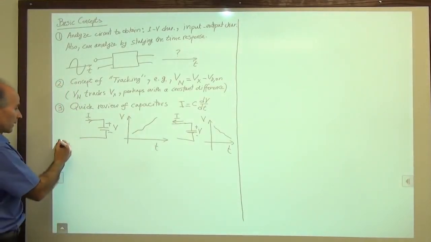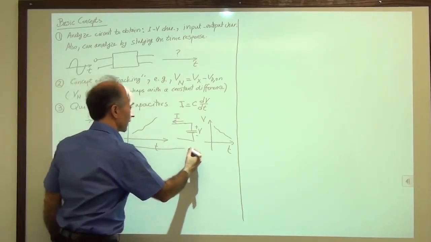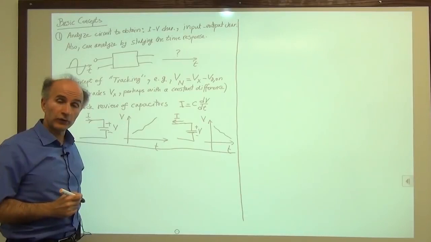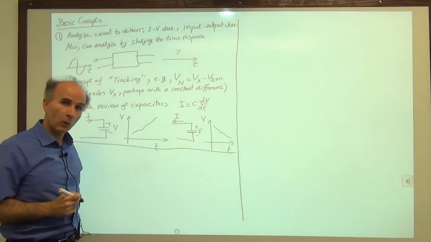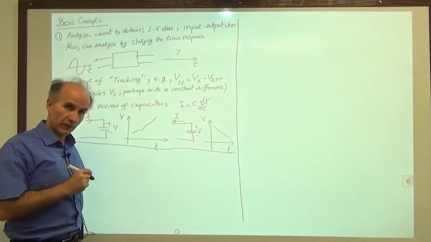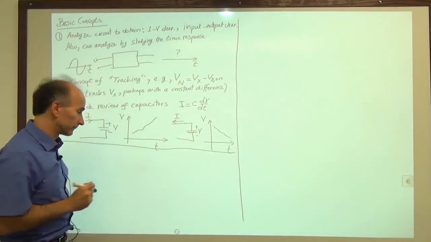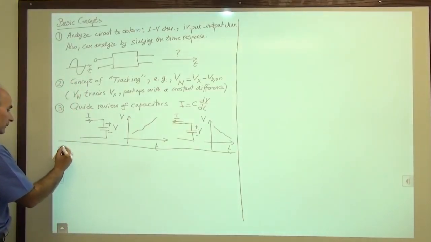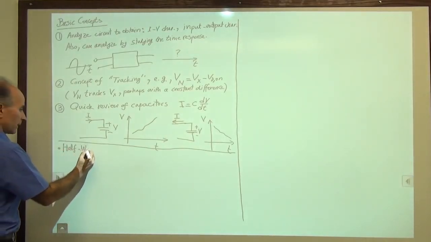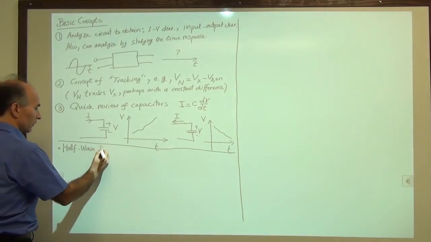All right, so with these principles, we can now go and talk about rectifiers. There are two types of rectifiers, half-wave rectifiers and full-wave rectifiers. So we start with the former. So we're going to talk about half-wave rectifiers.